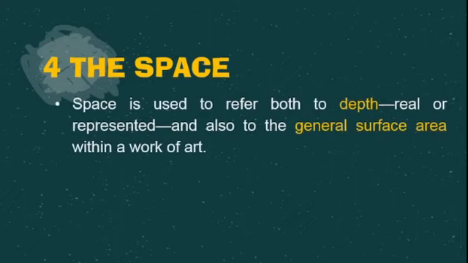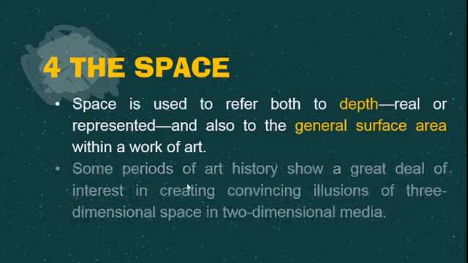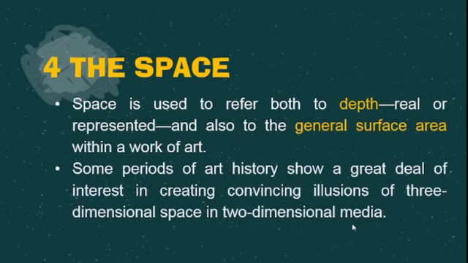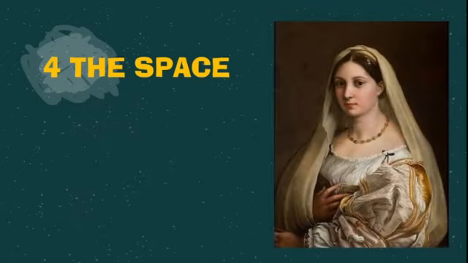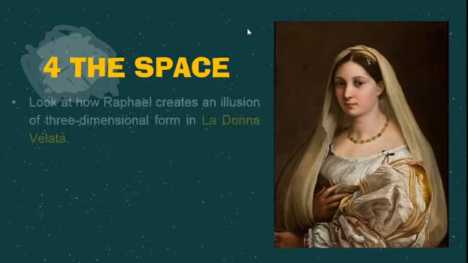Okay, next to form we have the space. Space is used to refer both to depth, real or represented, and also to the general surface area within a work of art. Some periods of art history show a great deal of interest in creating convincing illusions of three-dimensional space in two-dimensional media. Okay, so we have an example here.